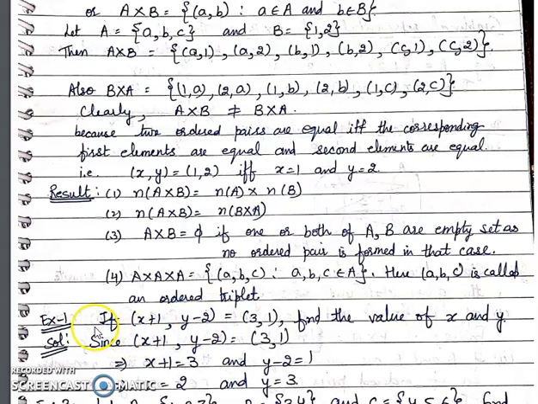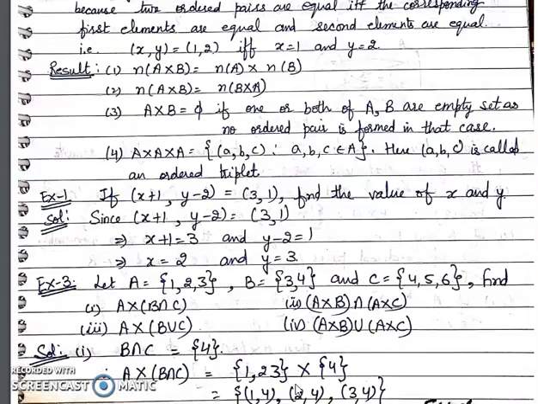Now come to the example. If the ordered pair (x + 1, y - 2) is equal to (3, 1), then find the values of x and y. Because these two ordered pairs are equal, so the first elements are equal. It means x + 1 is equal to 3 and y - 2 is equal to 1. After solving this, we get x is equal to 2 and y is equal to 3.